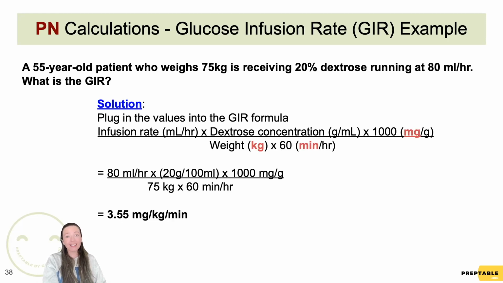The infusion rate is 80 mL per hour times 20% dextrose, which equates to 20 grams of dextrose over 100 mL, and we input it into the formula that way, times 1,000 milligrams per gram. And we're going to divide all of that by 75 kilograms body weight times 60 minutes per hour. As it plays out, the units cancel out, and we are left with 3.55 milligrams per kilogram per minute. Therefore, the GIR for this patient is approximately 3.55, which is under 4, as it should be.